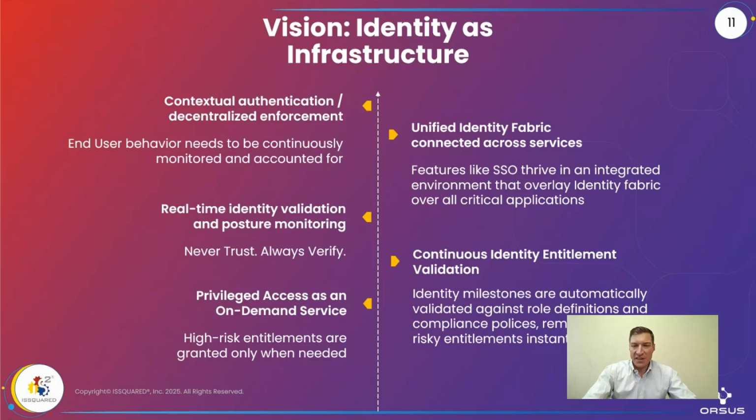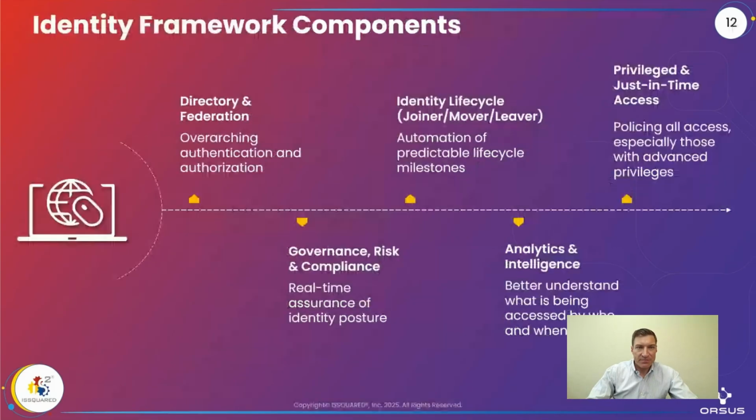We have the idea of continuous identity entitlement validation, where identity milestones are automatically validated against role definitions and compliance policies, removing those stale or risky entitlements instantly through those automations. We have privileged access as an on-demand service, where high-risk entitlements are granted only when needed. Very important for limiting access to applications, but still providing access when needed.